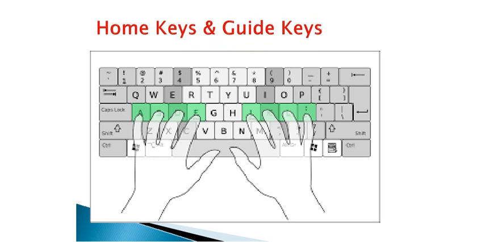So we will talk about the guide keys. What are the guide keys on our keyboard? On our computer keyboard, the keys F and J are known as the guide keys. This F is for the left hand and this J is for the right hand, with the help of which a typist can place the fingers correctly on the home row.